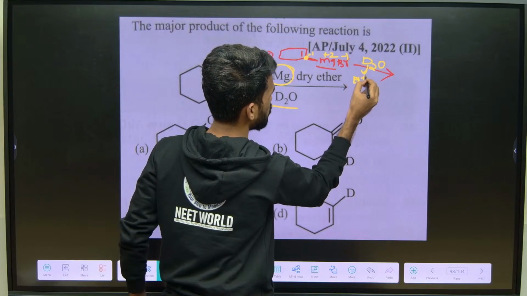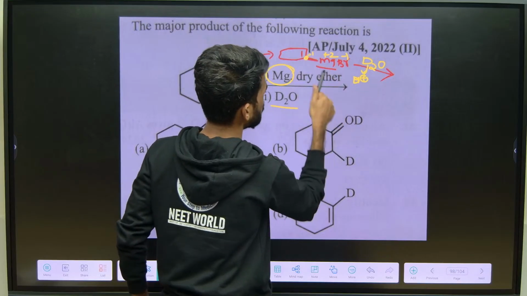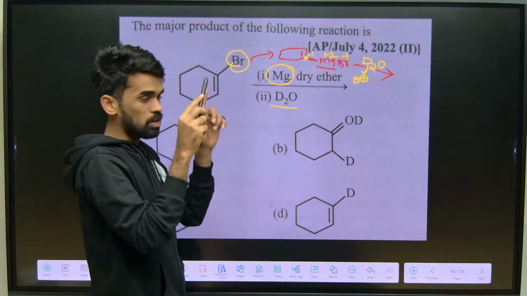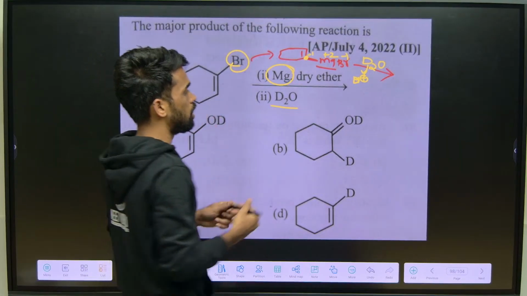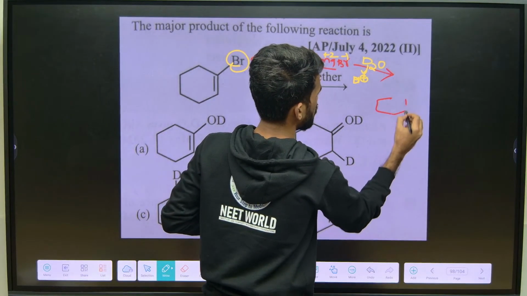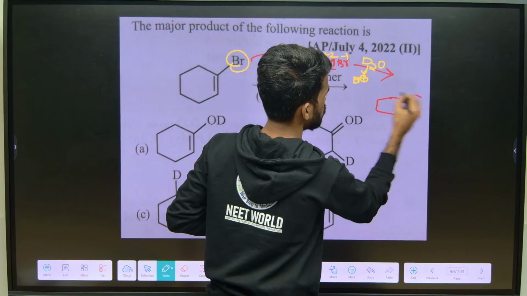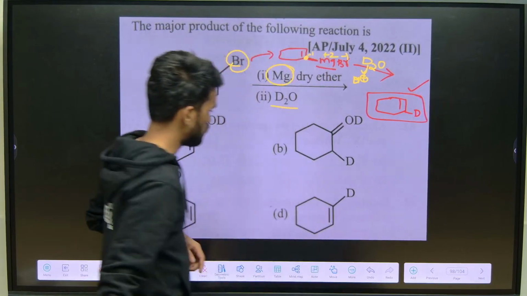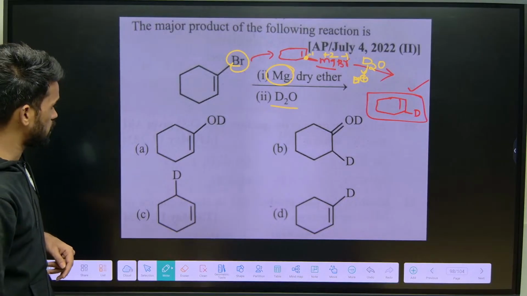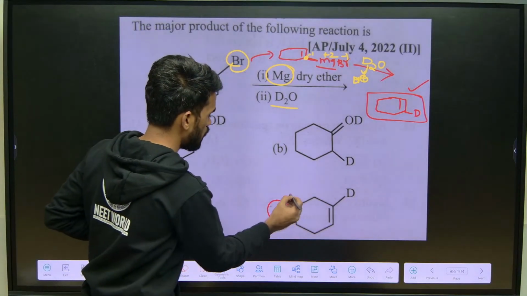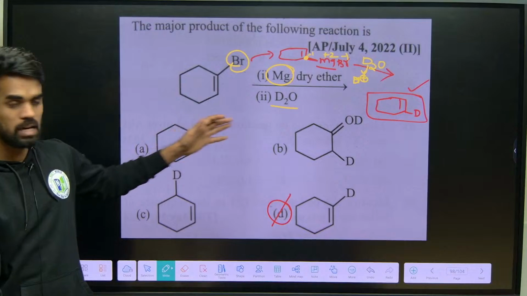So the D plus ion will be taken by this carbon, giving a cyclohexene with deuterium on that carbon. Okay, so this will be your answer. So where do we have that kind of option here? Yes, option D will be your answer for the question, not any of the others.